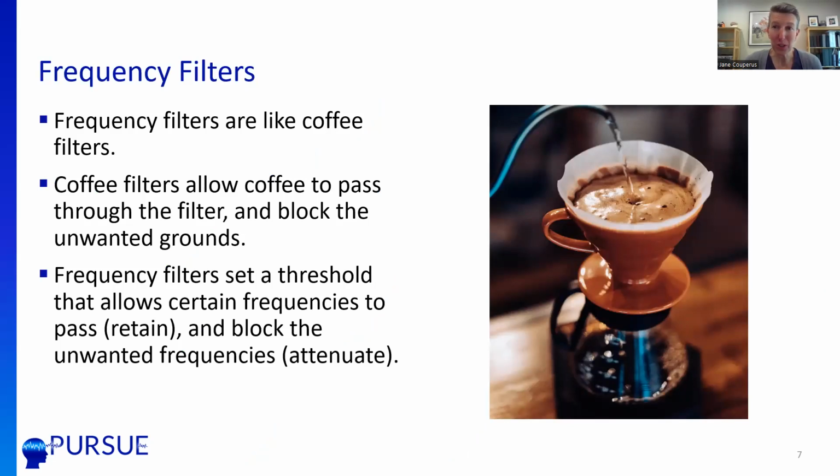We can do this in a number of ways. We can use filters. There are different kinds of filters, for example, analog filters, but today we're going to be using a frequency filter. Frequency filters are kind of like coffee filters, right? You really want good coffee. So coffee filters allow the coffee to pass through and block those unwanted grounds that really wouldn't taste very good. The way that we do this is we set a threshold that allows certain frequencies to pass through or be retained, and we block the unwanted frequencies or attenuate them, make them smaller.